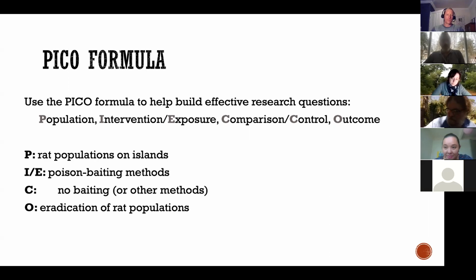So in that title I showed you, the population are rats on islands. The intervention is the poison baiting. The outcome is the eradication. In these questions and titles, we don't necessarily see an explicit comparison or control, but it should be implicit. It should be obvious. So in that title, the obvious comparison or control is no baiting. So that has to be part of the question and the methodology.